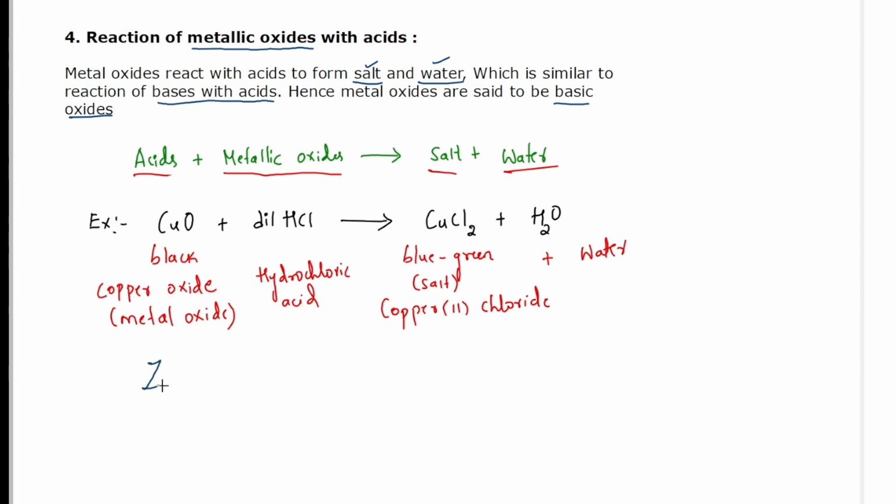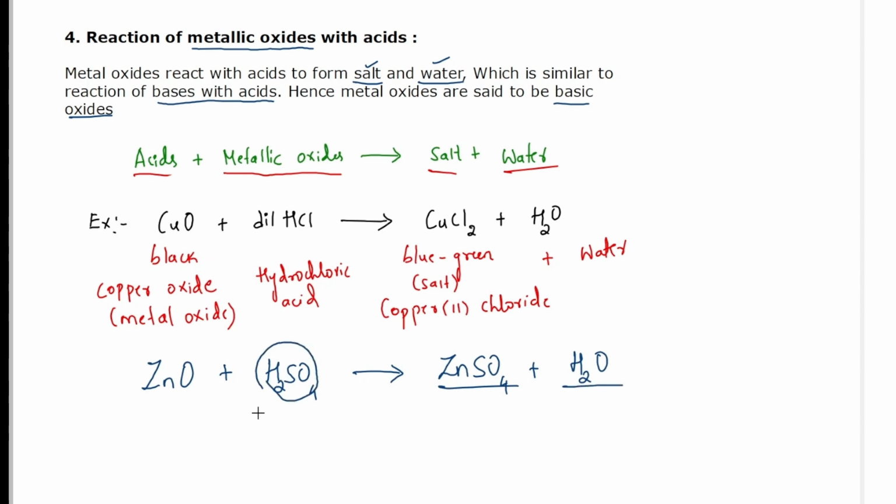We can take one more example here. Zinc oxide is going to react with sulfuric acid to form the salt zinc sulfate and water. Here also zinc sulfate is the salt formed along with the formation of water. H2SO4 is the acid. This zinc oxide is a metal oxide, that is the oxide of the metal zinc. As there is formation of salt and water only here, we say this zinc oxide behaves as a base. So overall we can conclude that metallic oxides are basic in nature. And it is very important to remember this point. Metallic oxides are basic in nature.